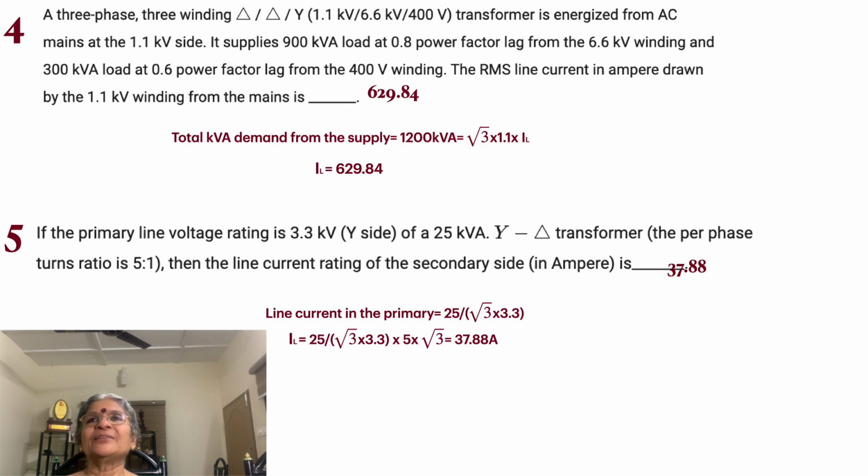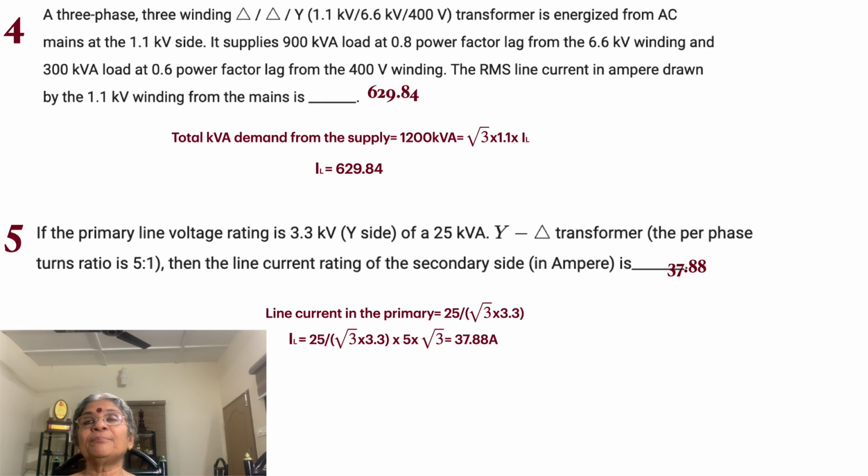Okay, such transformers are there in many real situations, because the same core can be used for different purposes. It supplies a 900 kVA load at 0.8 power factor lag. So you can have both the active power and reactive power just because 0.8 is given. But let's continue with the problem. 900 kVA at 0.8 power factor from the 6.6 kV winding. So that's the load side, and a 300 kVA load at 0.6 power factor lag from the 400 volt side. So both are lag, and both secondaries are loaded. The RMS line current in amperes drawn from the 1.1 kV mains is asked.